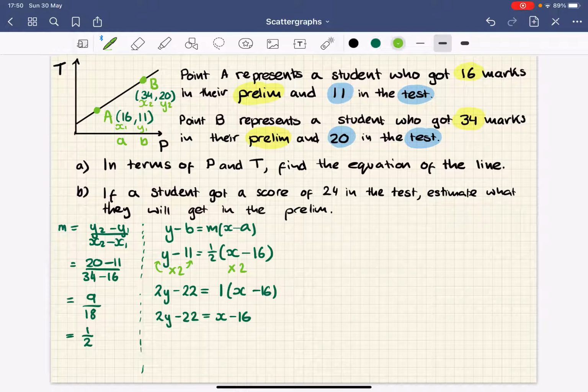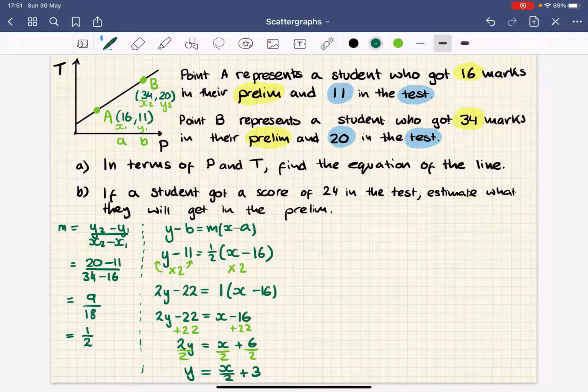Then I plus that 22 to both sides. So I've now got 2y equals x, and that's going to be plus 6. And then I'm going to divide by that 2 on both sides. So I now have y equals x over 2 plus 3.